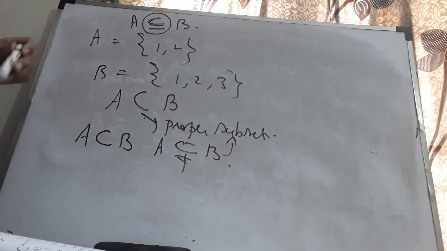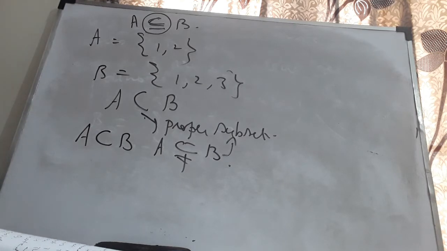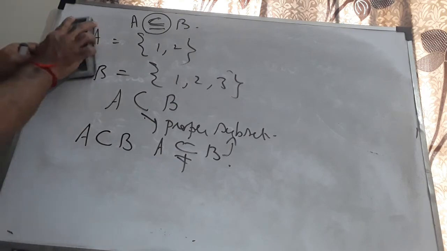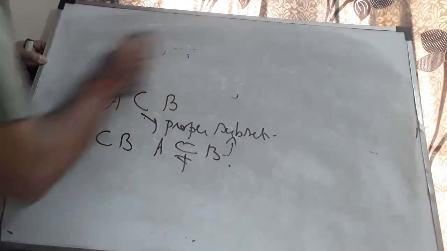Okay, and every set is considered to be a subset of itself. All the elements of A will definitely be there in A automatically. They have the same set of elements. Therefore, we come to the conclusion that every set is a subset of itself. An empty set is considered to be a subset of every set. It is taken for granted.